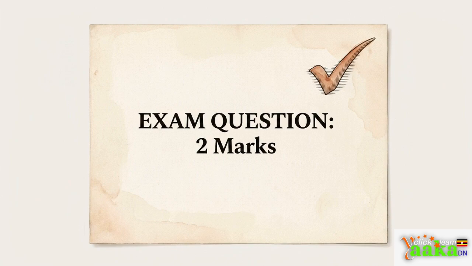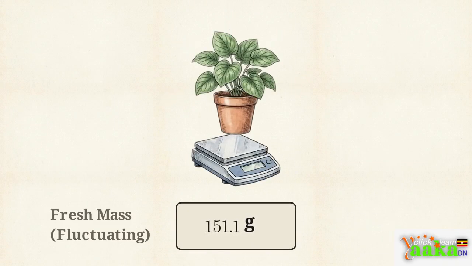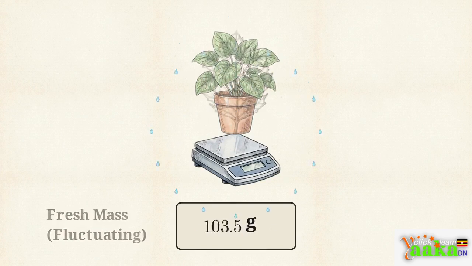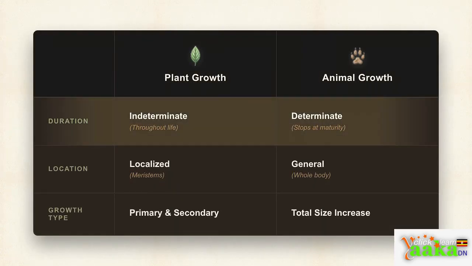To apply these concepts to an examination scenario, consider this. Why is dry mass a more reliable measure of growth than fresh mass? Fresh mass includes water, which changes daily depending on hydration. Dry mass is the only definitive measure of growth because it reflects the actual buildup of biological tissue after all water is removed. This matrix outlines the core differences.